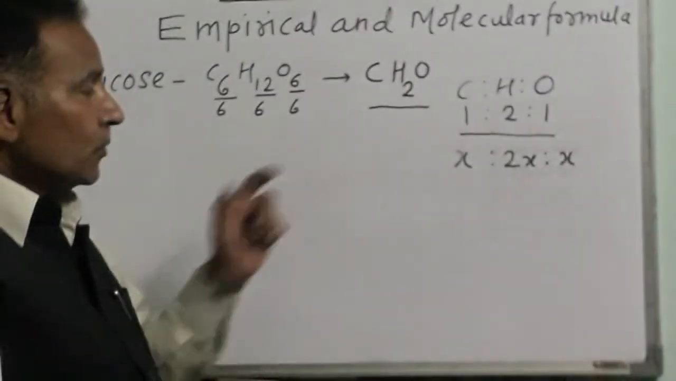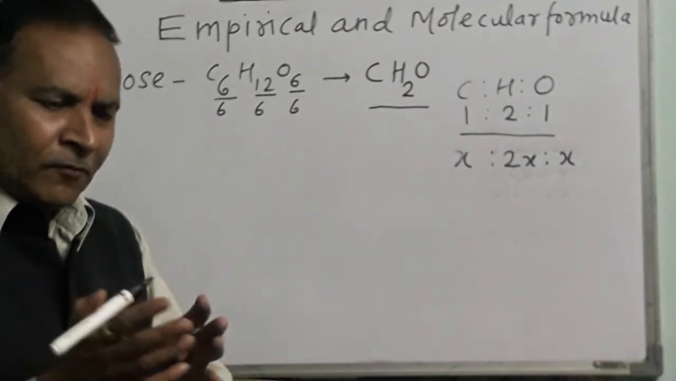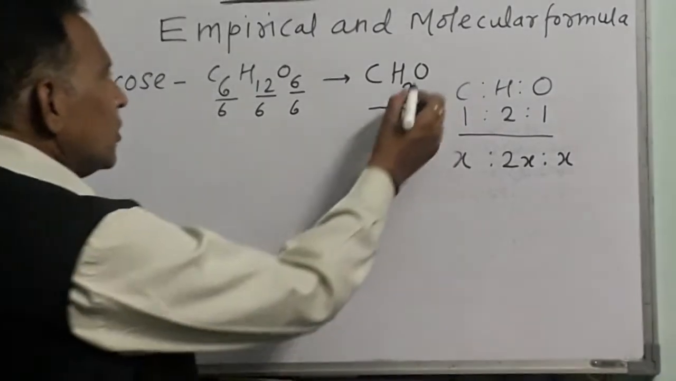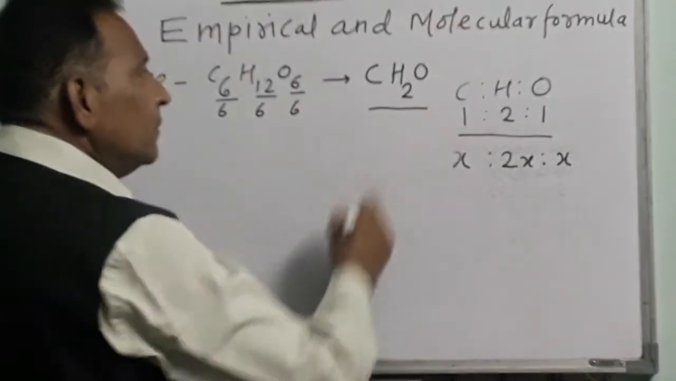So what is this formula? If the numbers of atoms are divisible by a particular figure and we can reduce them to a short number, then that short formula is called the empirical formula.